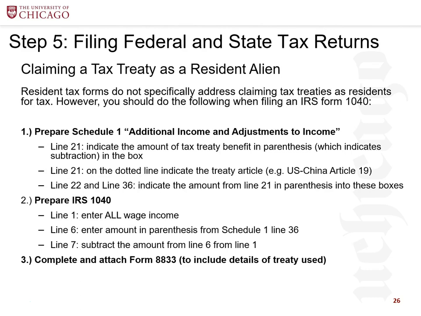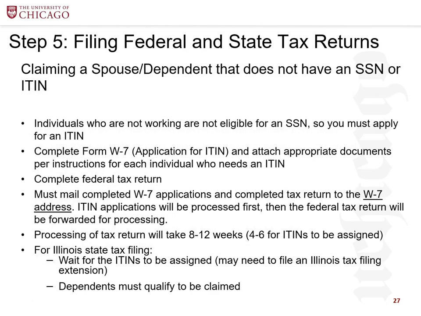This slide is mostly just here as a resource for resident aliens who are claiming tax treaties. This is not a common situation, which is why the IRS forms are not necessarily conducive, or it's not self-evident on the forms how to claim the tax treaty. This just shows you how you can claim the tax treaty most effectively on the form. But the most important thing to look at here is number three. You must complete and attach a Form 8833 to include the details of the tax treaty used when you claim a treaty as a resident for tax.